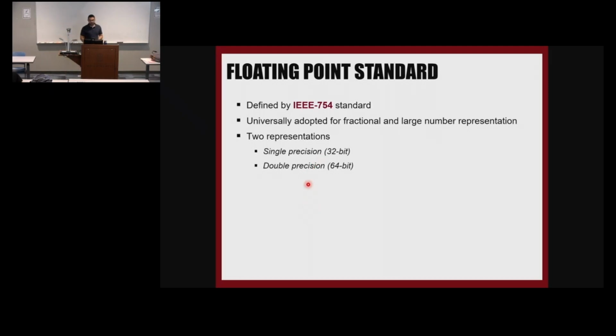It has two representations, single precision and double precision. Single precision has 32 bits, double precision has 64 bits. So when you increase the number of bits, as always, the trade-off is you're going to get more accurate numbers, you can cover a larger range, but the computation is going to be more difficult, the memory is going to be used more, and so on. The memory footprint is going to be larger.